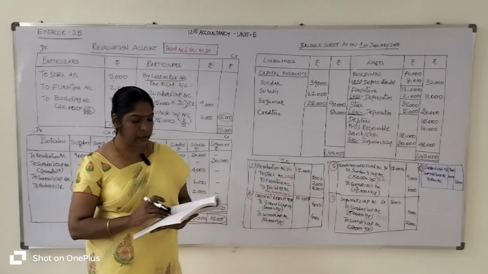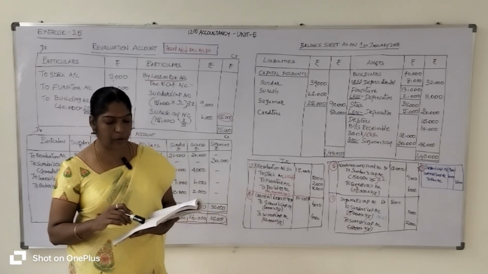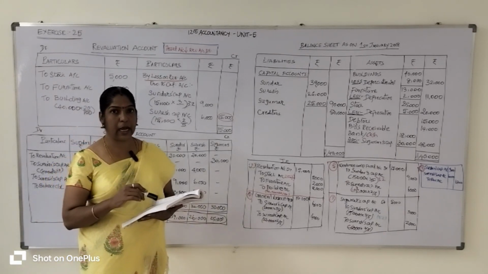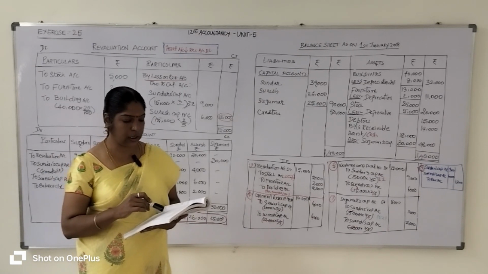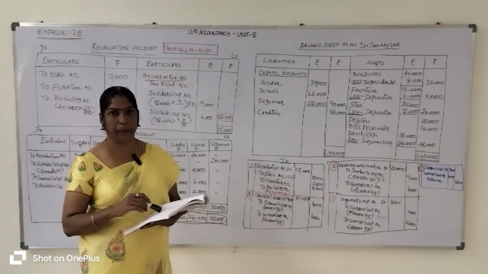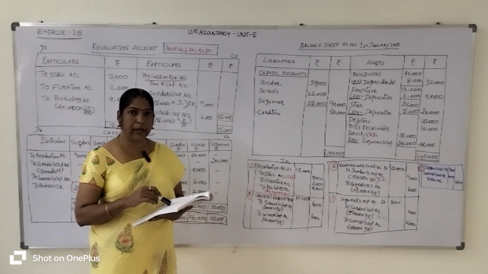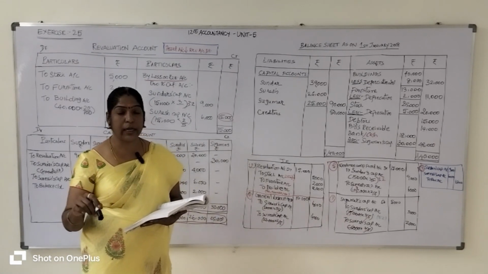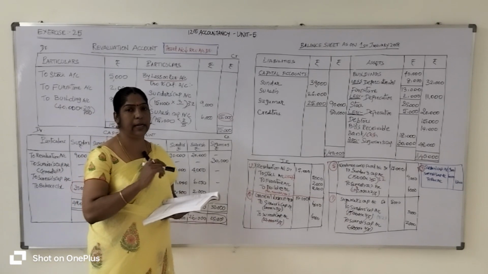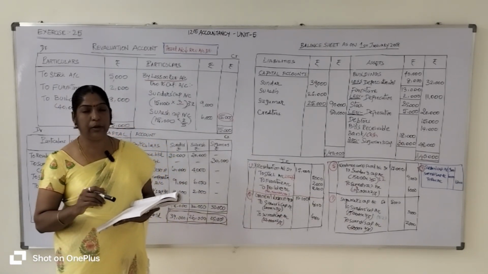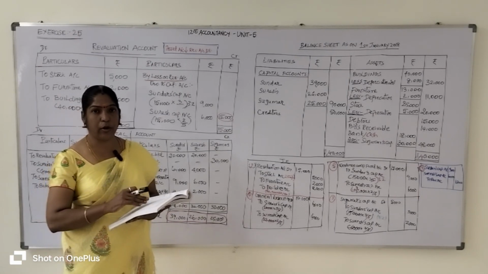They decided to admit Sukumar into the partnership firm for 1/4 share in the profit on the following terms. Listen carefully. This is the new situation. The new partner is Sukumar, whose share of profit is 1/4. How can he get 1/4 share? Old partners sacrifice their share of profit only, and the new partner will get it.